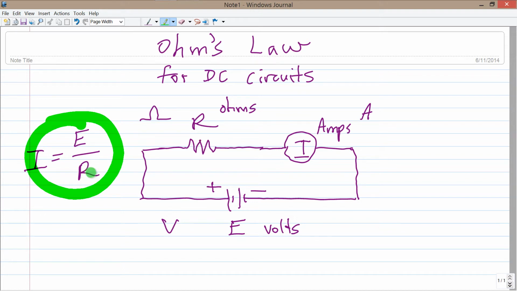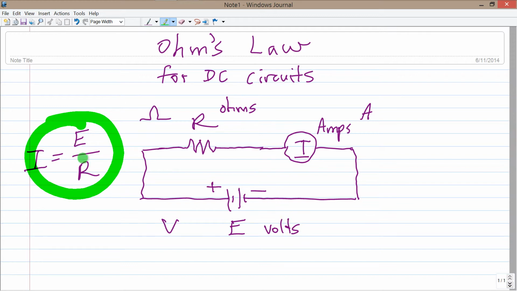If you increase the resistance, the current will go down, and we say therefore that if you leave the voltage constant, then the current is inversely proportional to the resistance, meaning that as the resistance goes up, the current goes down. If the resistance doubles, the current gets cut in half. If the resistance triples, the current goes to 1/3. If the resistance increases by a factor of 100, then the amperage or current will go down to 1/100th of what it was.